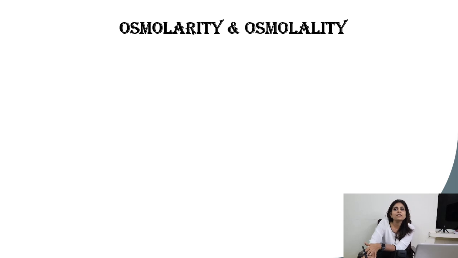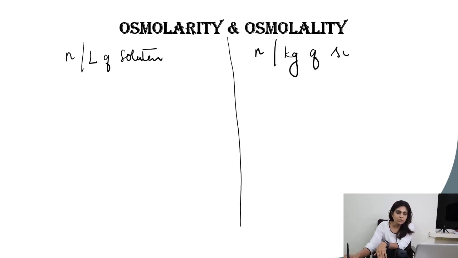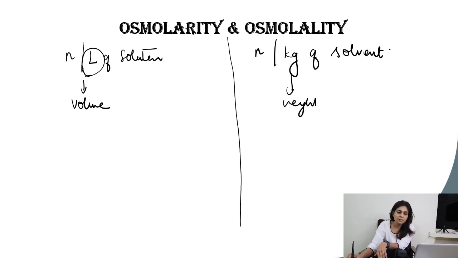Now, what is the difference between osmolarity and osmolality? Osmolarity, with an R, is the number of osmotically active particles present per liter of the whole solution, whereas osmolality, with an L, is the number of osmotically active particles present per kilogram of the solvent alone. So there are two basic differences. One is osmolarity is per liter, which means it's a volume based measurement. Osmolality is per kilogram, which means it's a weight based measurement.